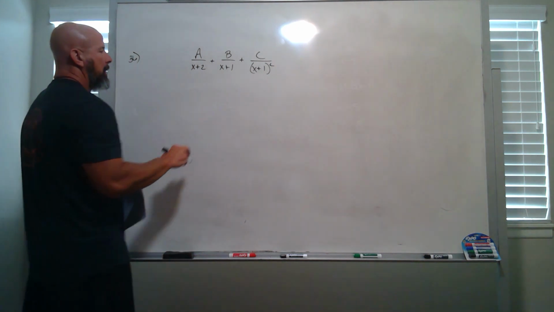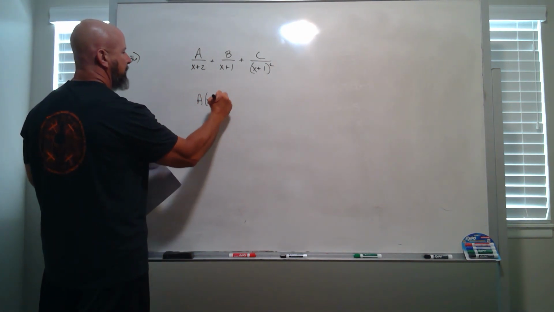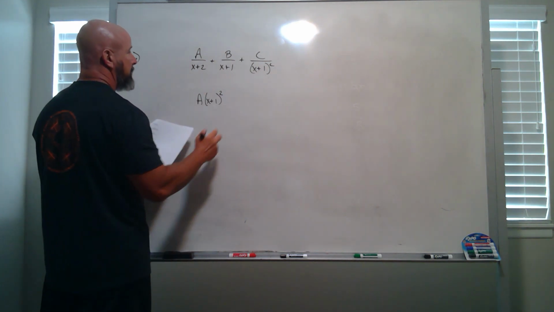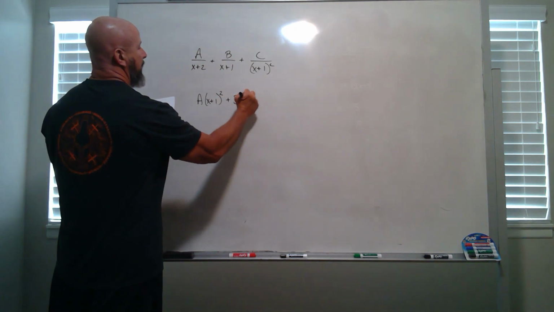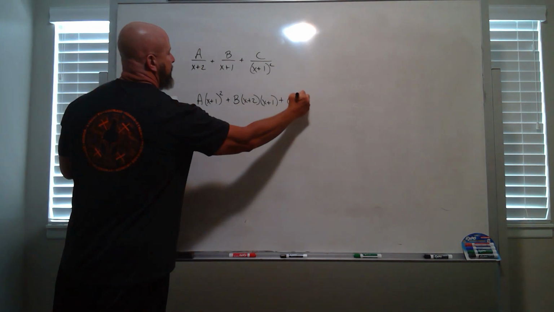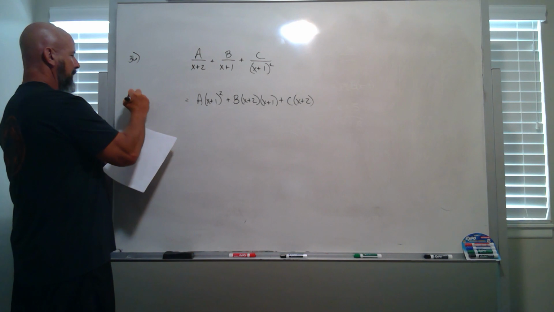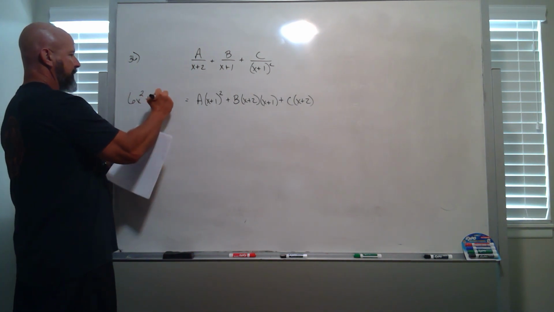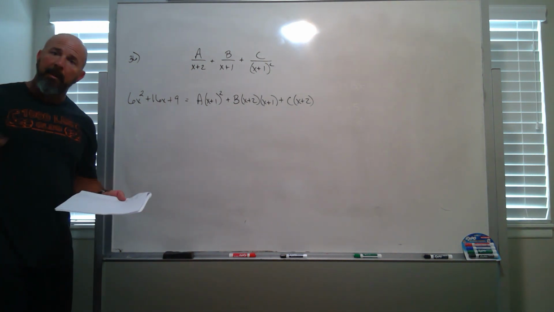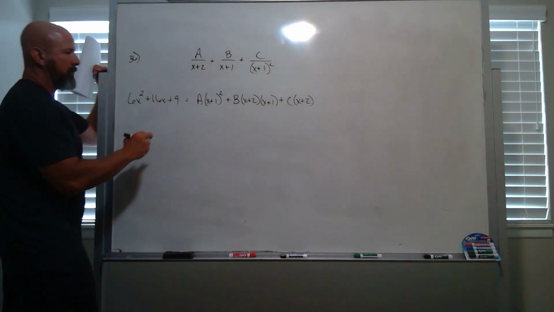Okay. So when I get my common denominator, it would be A times x plus 1 squared, B times x plus 2 and the other x plus 1, and C times x plus 2. And my numerator that it equals is 6x squared plus 16x plus 9. So I've got two domain restrictions, the negative 1 and the negative 2. So I'm just going to say x equals negative 1.